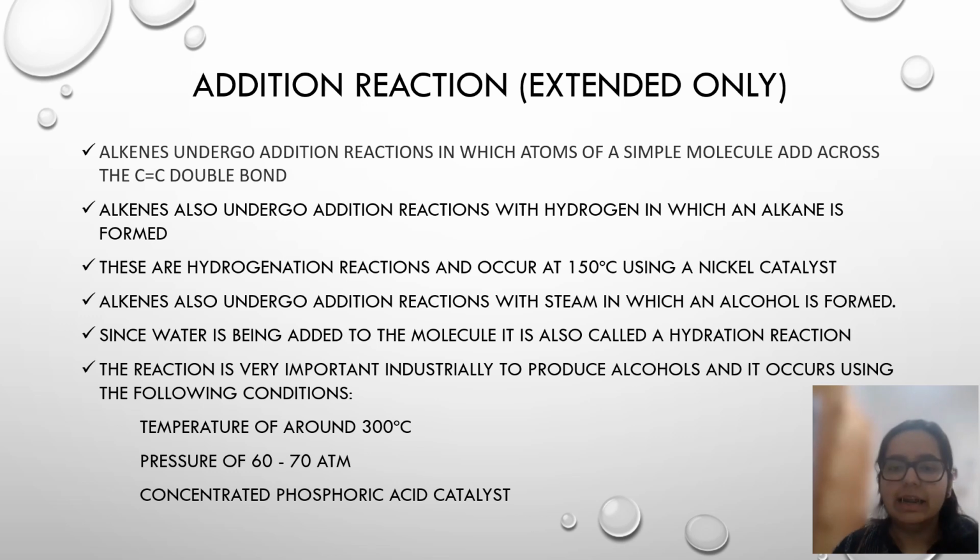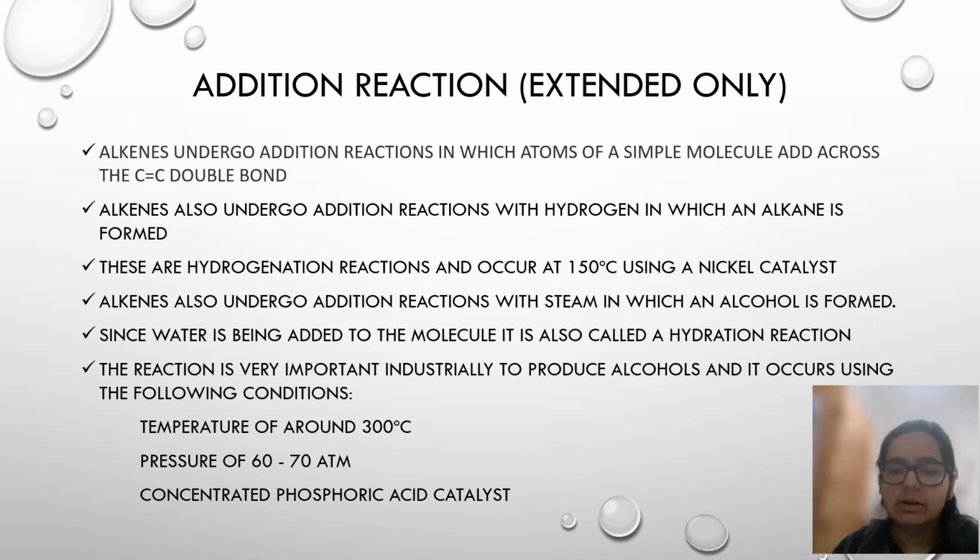And then we have the addition reactions, which are included for extended students only. Alkenes undergo addition reactions in which atoms of a simple molecule add across the carbon-carbon double bond. As I showed in the previous slide, the double bond is broken and a simple atom is added across the carbon atoms. Now, alkenes can undergo addition reaction with hydrogen, which is called hydrogenation, and it occurs at 150 degrees Celsius and a nickel catalyst.